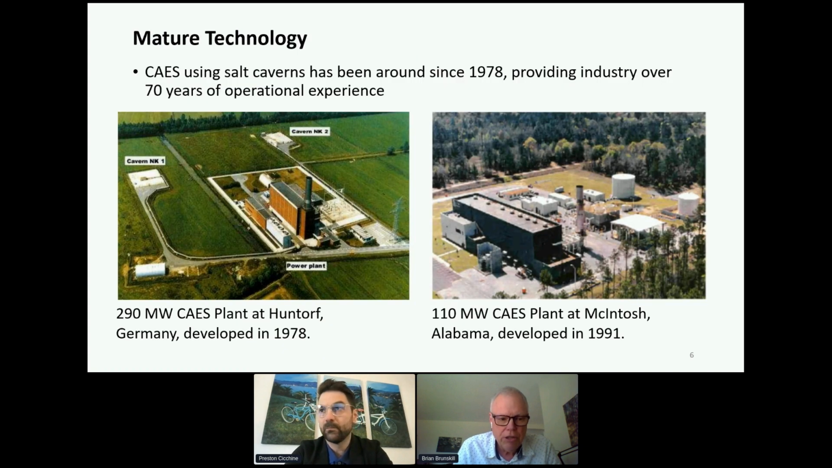CAES is not a new technology. The image on the left is a 290 megawatt CAES plant at Huntorf, Germany, developed in 1978. And on the right side, a 110 megawatt CAES plant at McIntosh, Alabama, developed in 1991. So salt caverns have been used since 1978, providing industry over 40 years of operational experience.